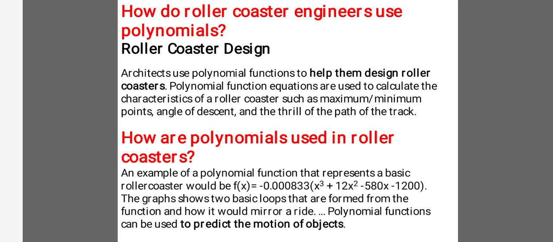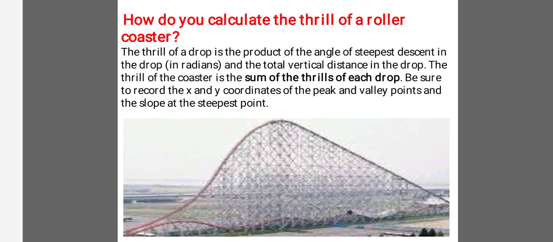How are polynomials used in roller coasters? An example of a polynomial function that represents a basic roller coaster would be f of x equals minus 0.000833. The graph shows two basic loops that are formed by the function and how it would mirror a ride. Polynomial functions can be used to predict the motion of objects.